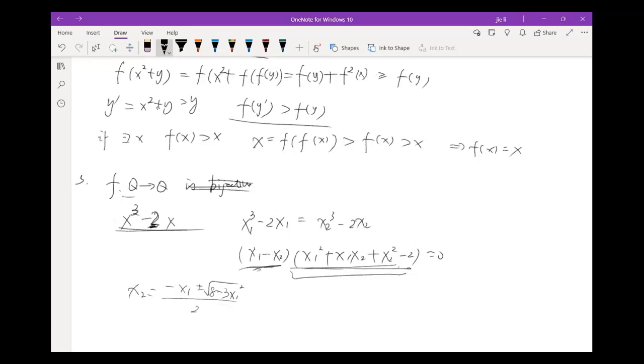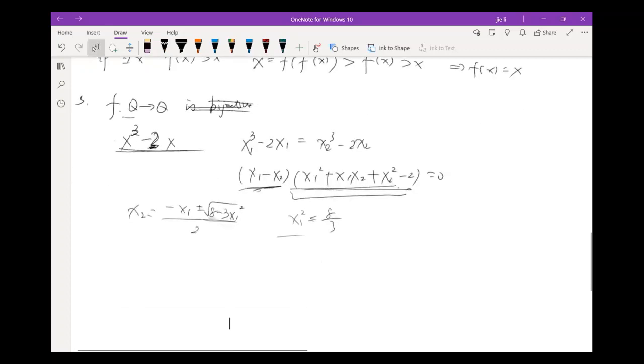And then this one is easy to see, if x1 squared is less than or equal to 8 over 3, then we have two solutions. That's not an injective function. So for real to real it is not injective. This one is okay. But then for rational, we want this one to be a perfect square. And here, perfect square is in the rational sense, which means you have 8 minus 3x squared equal y squared, with x, y rational.